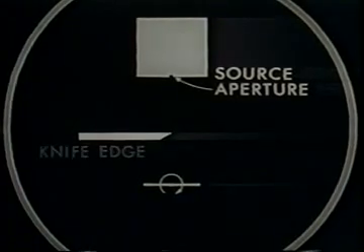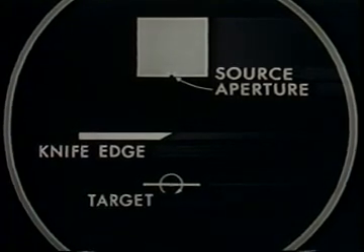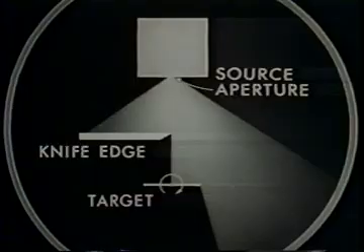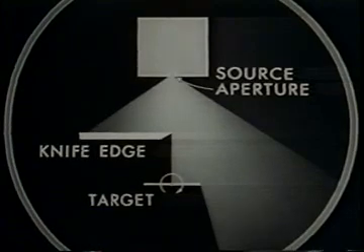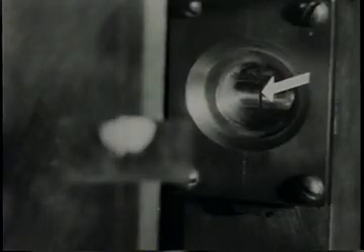Molecules emerging from the source aperture strike the target and transfer momentum to it. The knife edge screens half the target from the molecular stream. Everything is enclosed in a glass envelope and is under vacuum. Here is the source aperture, the knife edge, and the target. The target is suspended by a torsion wire. We will see the angular position by light reflected from this little mirror. Here is the spot. I'll mark the starting position.